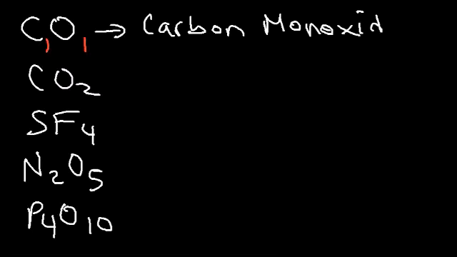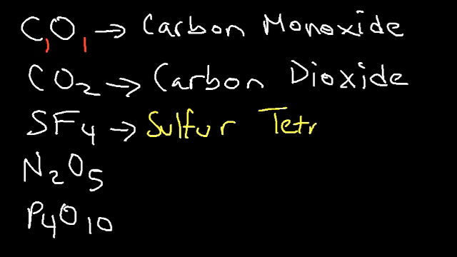CO2 is called carbon dioxide because there's 2 oxygens. Di represents 2. SF4 is sulfur, and tetra is for 4, so sulfur tetrafluoride.